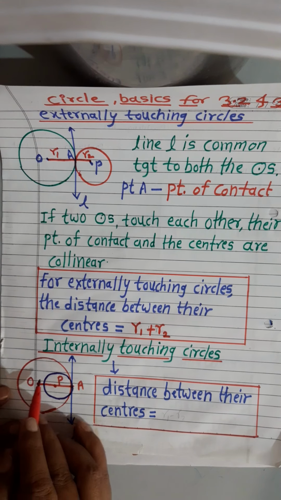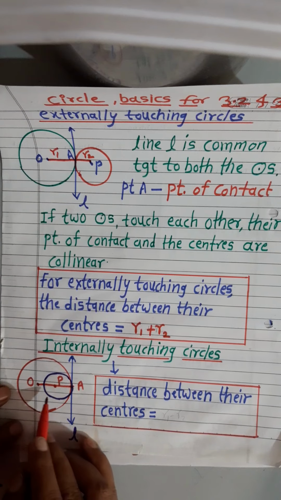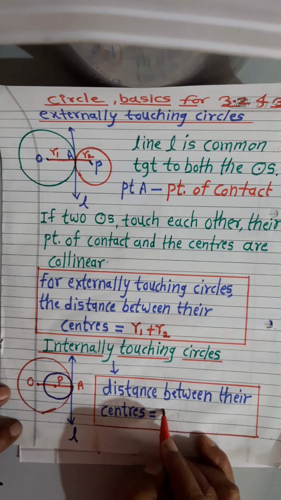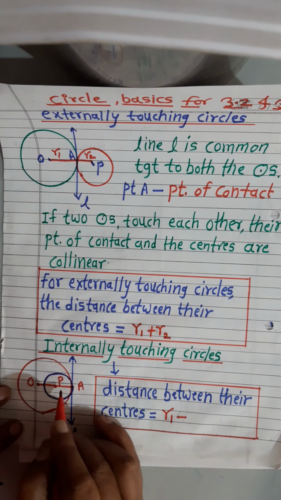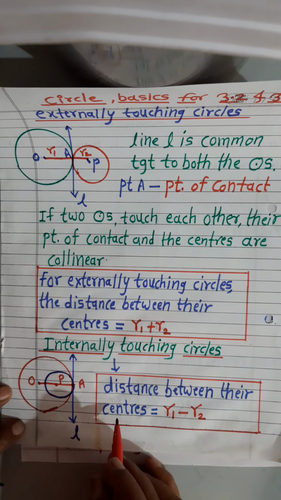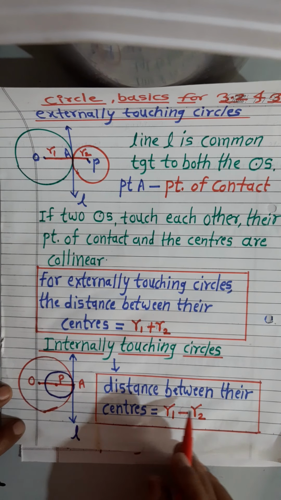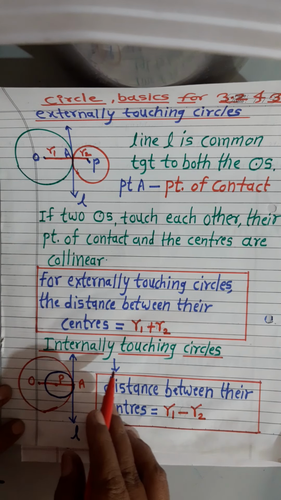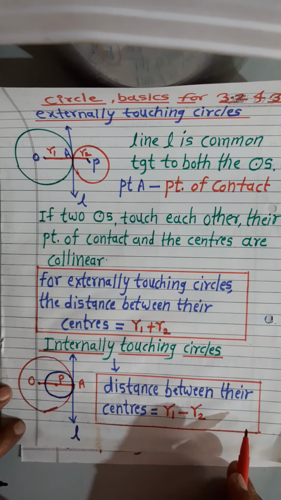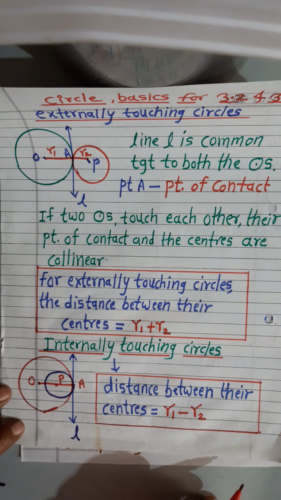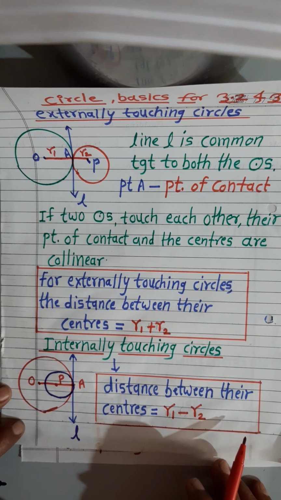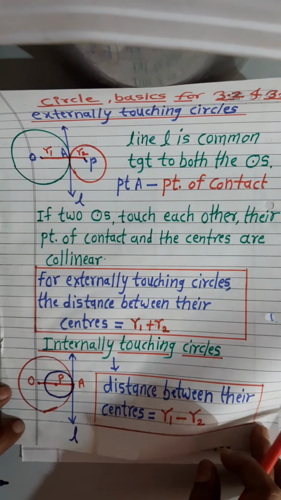Then how can we find OP? OP is nothing but OA minus PA. That means the radius of the bigger circle minus the radius of the smaller circle. That is how to find the distance between the centers if the circles are internally touching. The formula is R1 minus R2. The bigger radius we always take as R1, and the smaller one as R2. Then the formula will be R1 minus R2.